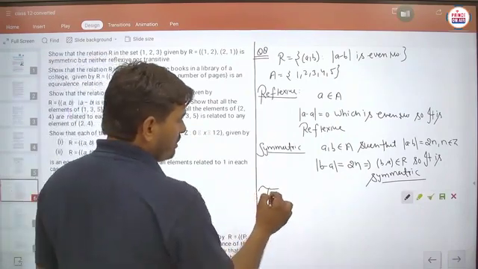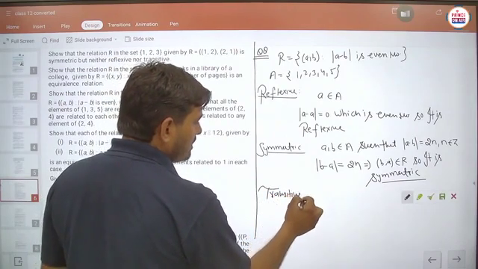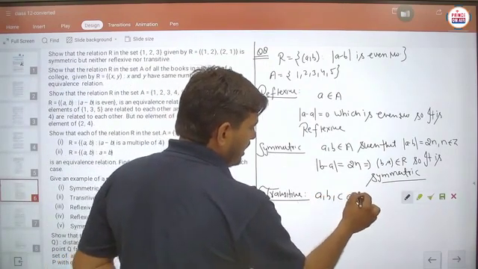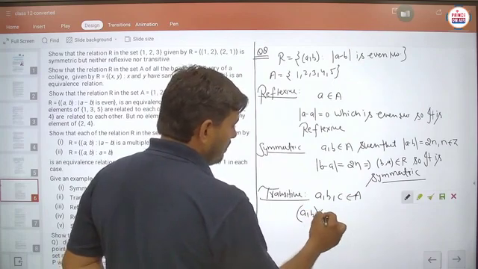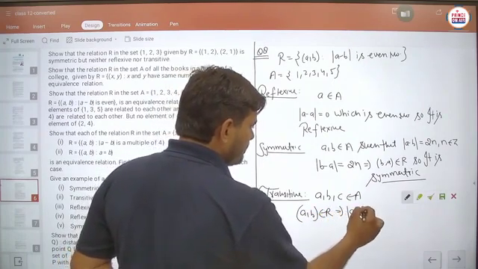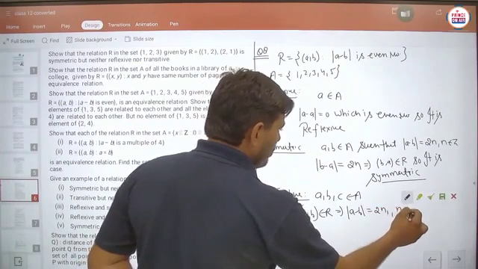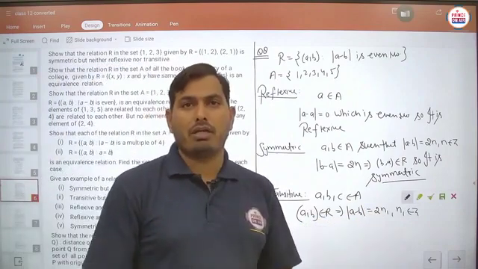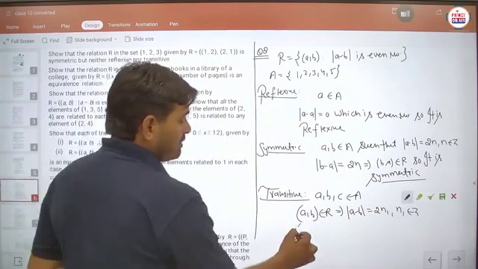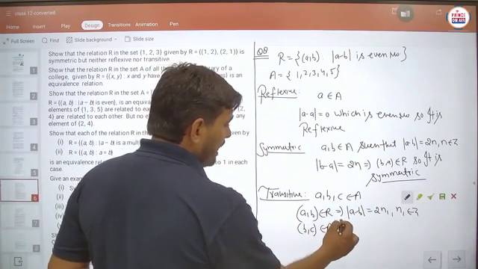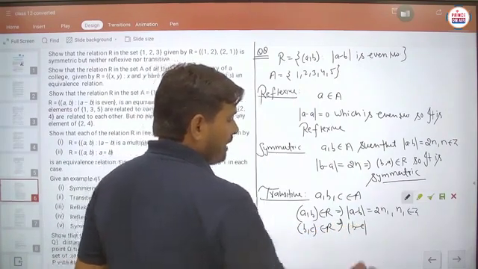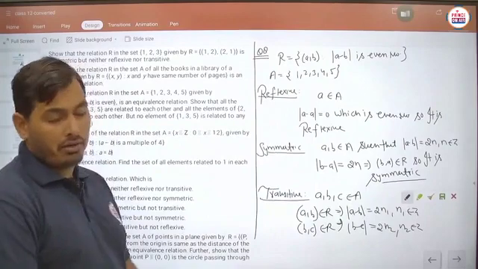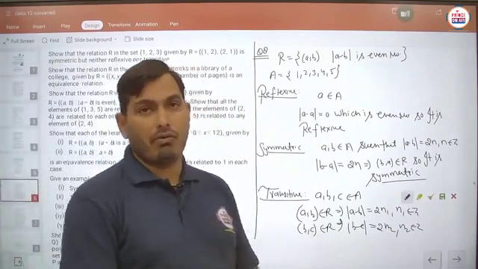Now we will check the third case, that is the transitive nature of this relation. Again we take three numbers a, b, c from the set A such that (a, b) belongs to R. No problem, so mod of a minus b equals 2n1, where n1 belongs to any integer, because an even number can be represented as a multiple of 2. And second, (b, c) belongs to R implies that b minus c equals 2 times n2, where n2 belongs to any integer again. Now student, we have to check for (a, c).